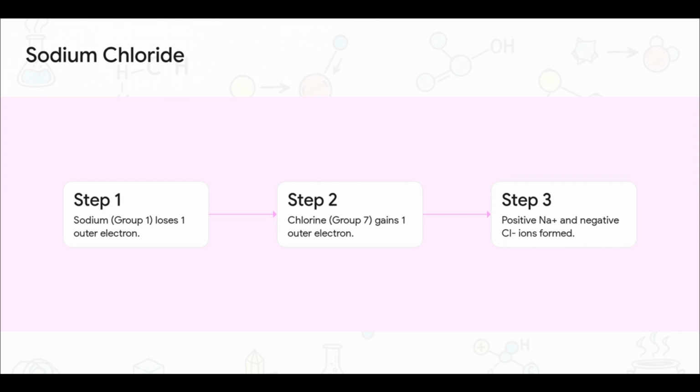And then step 3 shows the dramatic result of this. We don't have neutral atoms anymore. Now, we have a positively charged sodium ion, Na+, and a negatively charged chloride ion, Cl-. And the best part? Both of them now have those highly coveted full outer shells.